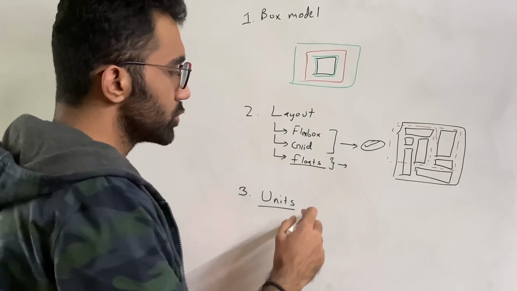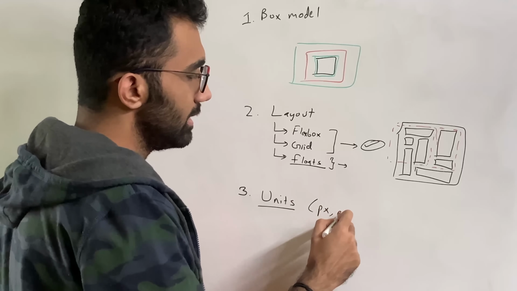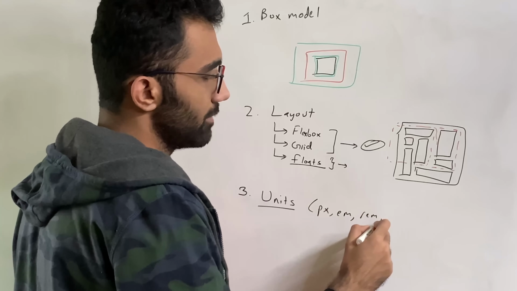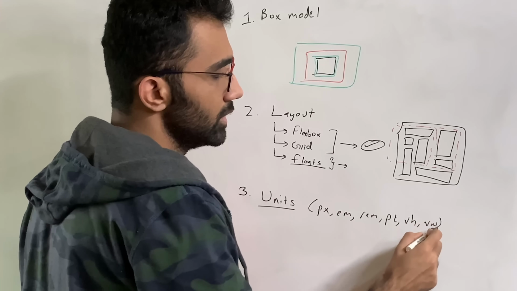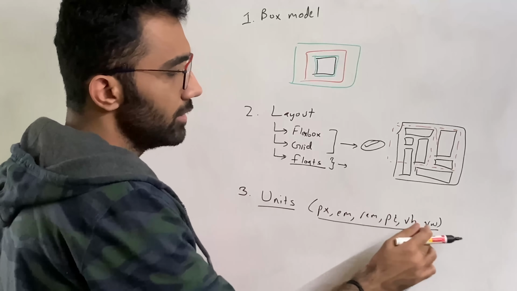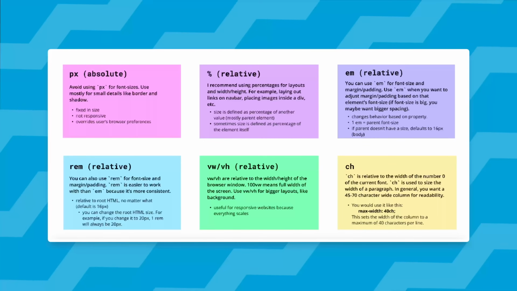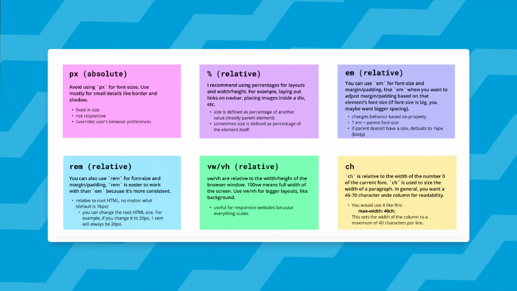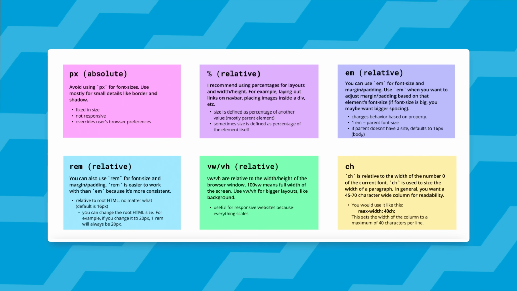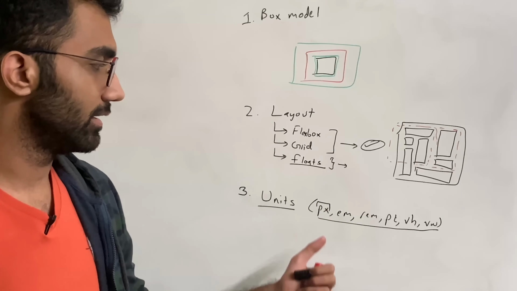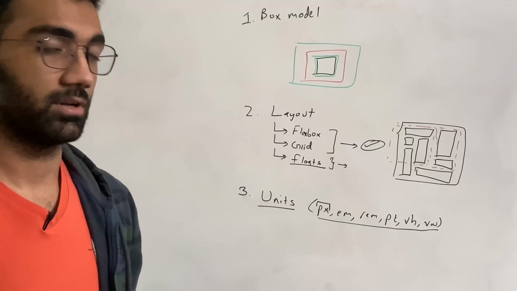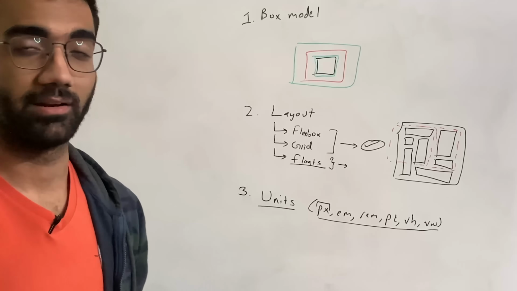When you get confused between pixels, EMs, rems, sometimes even points, VH, VW, so these are all sorts of older and newer units that are there now. So understand about them. What does a pixel truly mean? How does it differ on various screens? Like, if you're using a website on a Retina iPad, what does the pixel really mean?